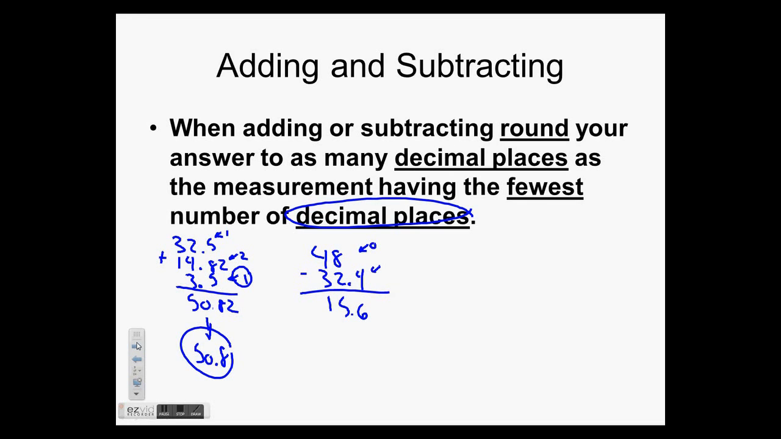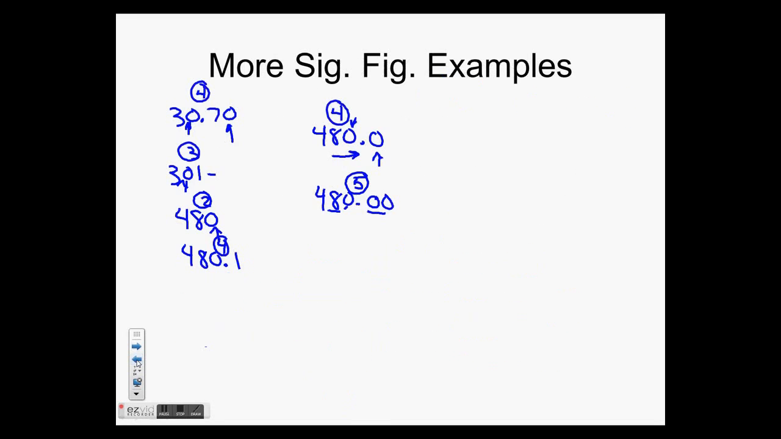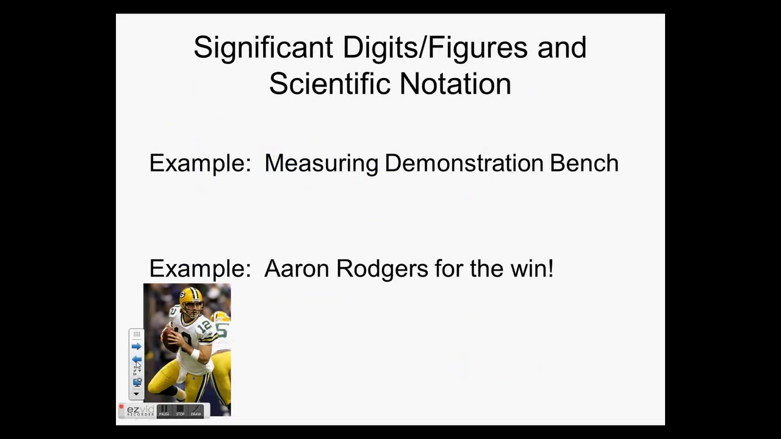Subtraction, the same thing. 48 minus 32.4 would be, let's see, 15.6. No decimal places for 48, 1 decimal place here, so my answer can only have 0 decimal places. So 15.6 would round to 16 with no decimal places.